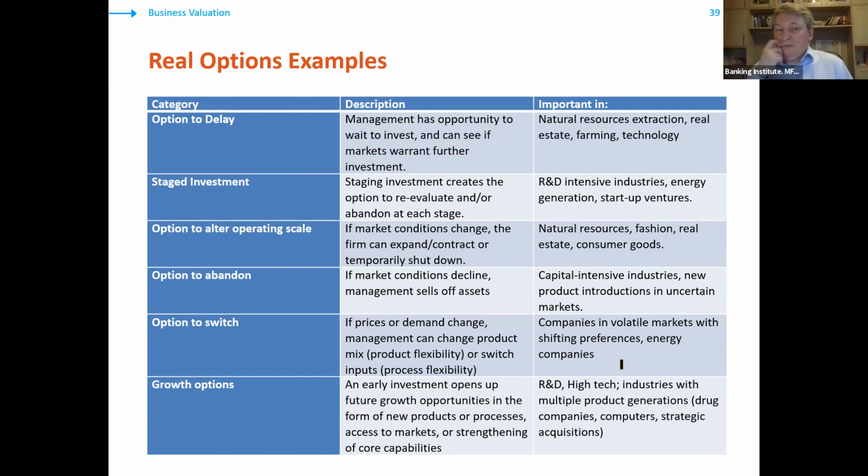Another version of that is staged investment. With staged investment, the idea is like the option to delay. Instead of buying or building a big factory, for example, we can invest in a land plot for a big factory, invest in some infrastructure for a big factory, but then not invest in the whole capacity, buy just equipment for 1/4, for example, of the whole factory.